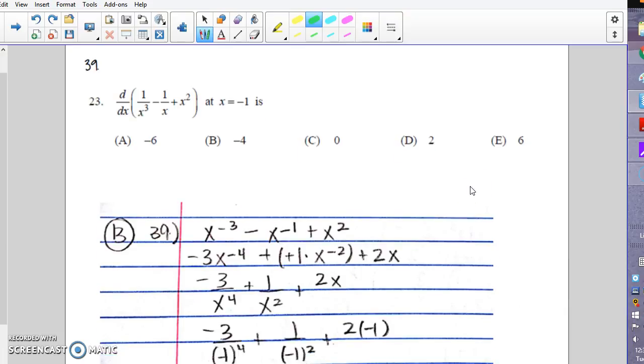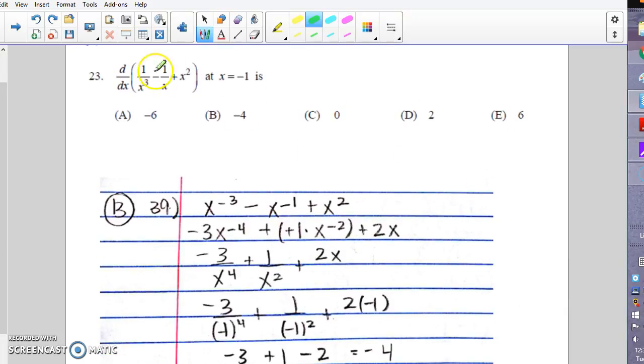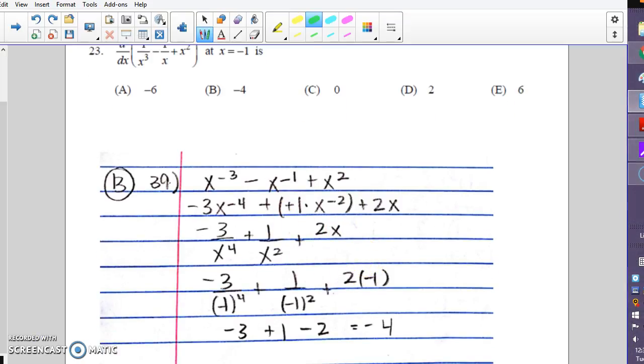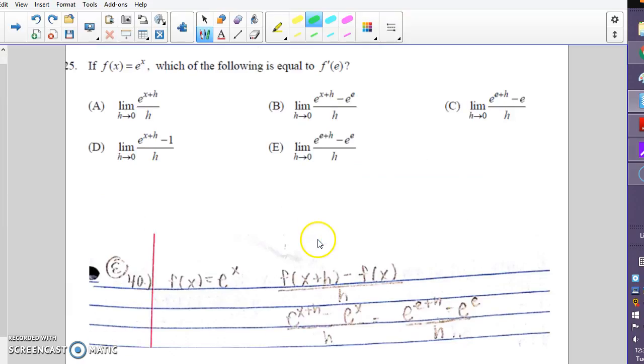39, another nice derivative. My first step is I rewrote it with negative exponents, took the derivative, and evaluated. E to the x, so this was one on your semester exam as well. I think it was number 18. So use the difference quotient, and then I put in my e, and just kind of look for which one matched.